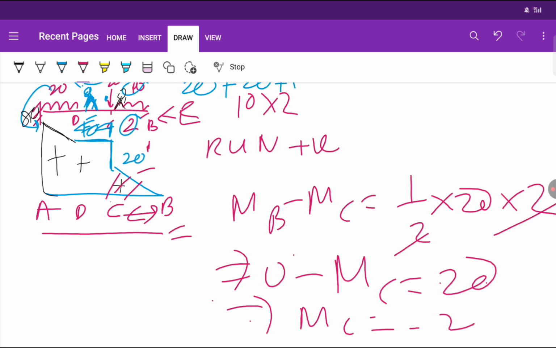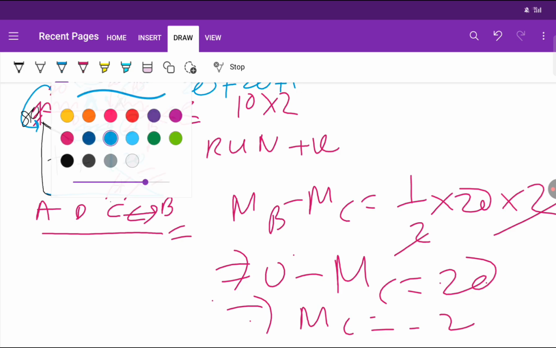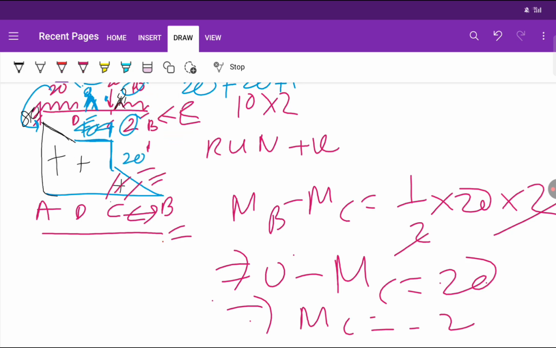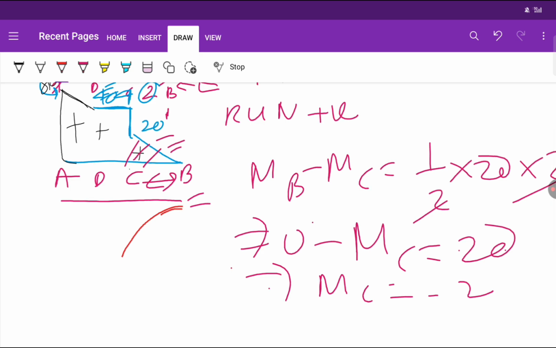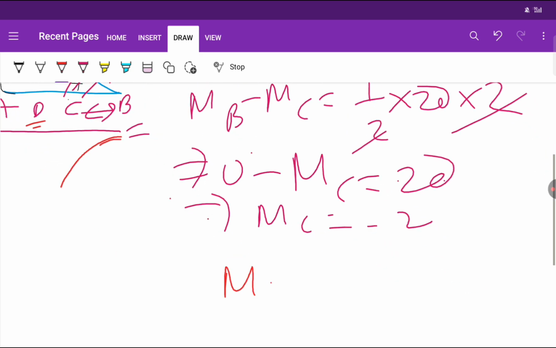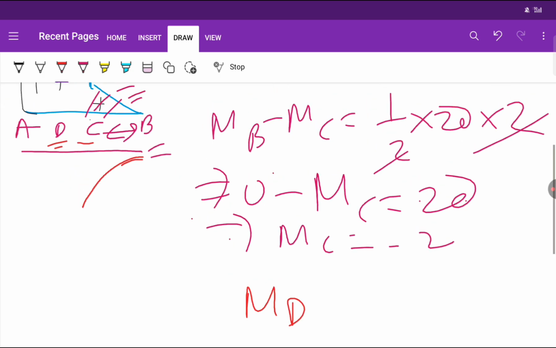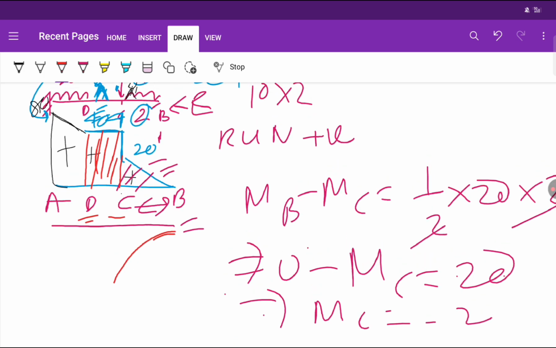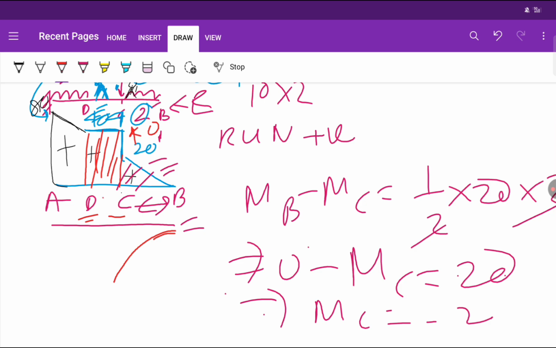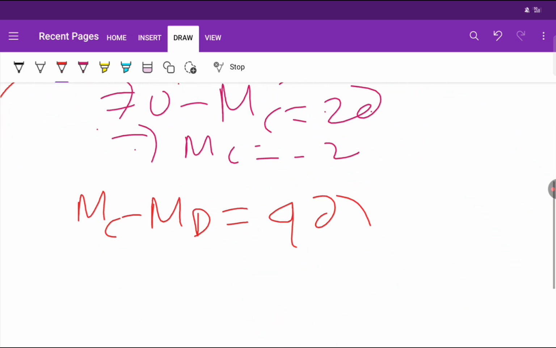Sorry, the shear force was triangular, so we will have a parabolic bending moment. Now we need to find the MD value, from MC to MD. MC minus MD is equal to the area of the shear force in this portion. This is a rectangle, so the ordinate is 40 and this is our 2. That is our 40 into 2, 80.